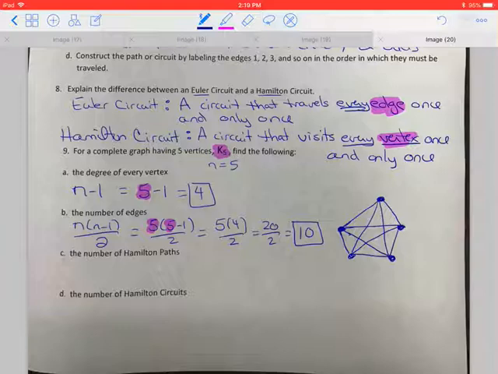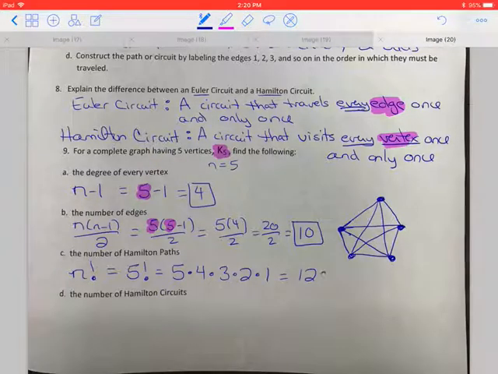Now Hamilton paths is a little bit harder. This is n factorial. So I'm going to replace the n with a 5. And remember, the factorial tells me that I start with that number and I go down one counting number each time until I get all the way down to 1. So this is the product of 5 times 4 times 3 times 2 times 1. And if you put that into your calculator, you get 120.